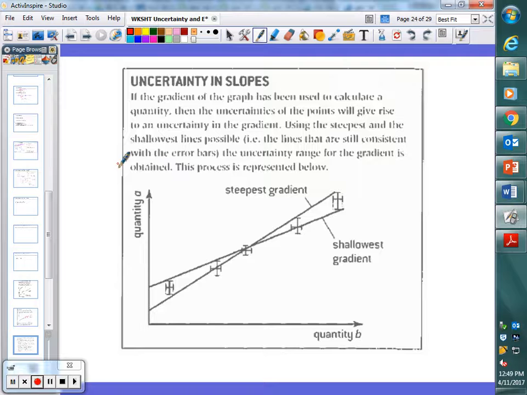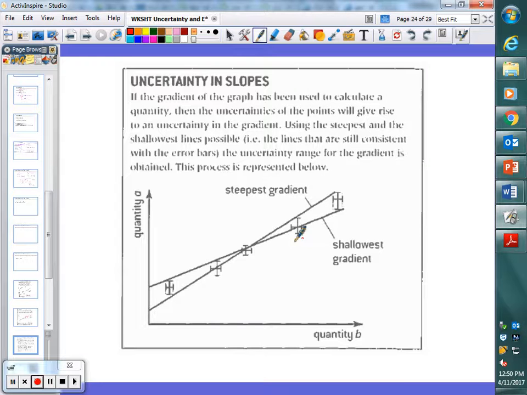When we talk about the uncertainty of the slope, basically what we do is we draw in the slope that could have the steepest gradient, versus the one that has the shallowest gradient, the shallowest slope. So we take the high end of the uncertainty here and the low end of the uncertainty here, and just draw that straight line.